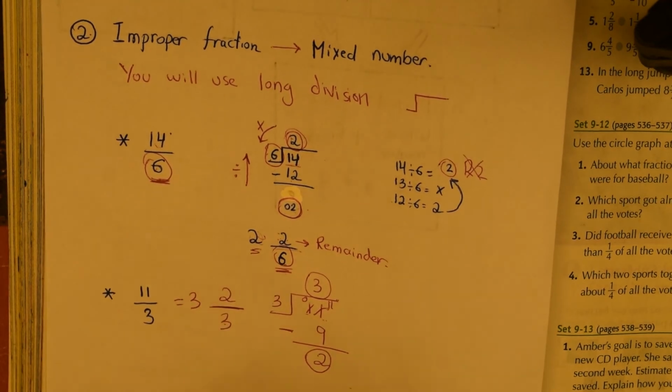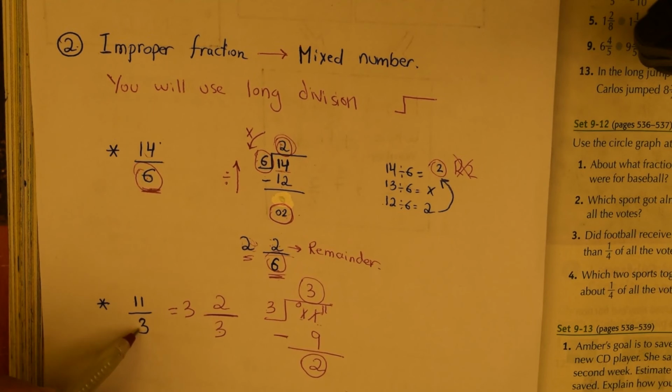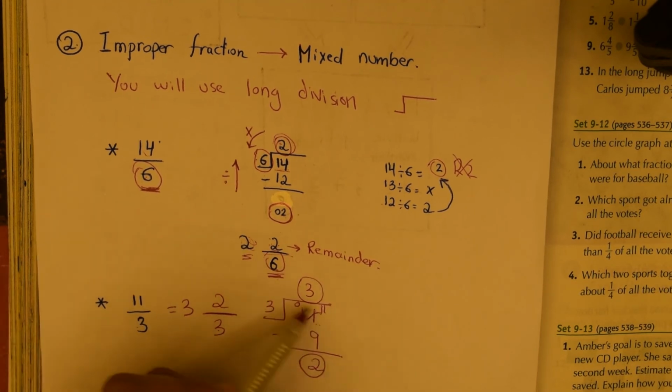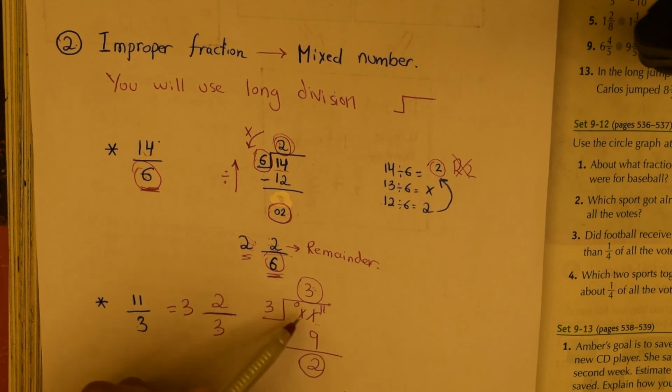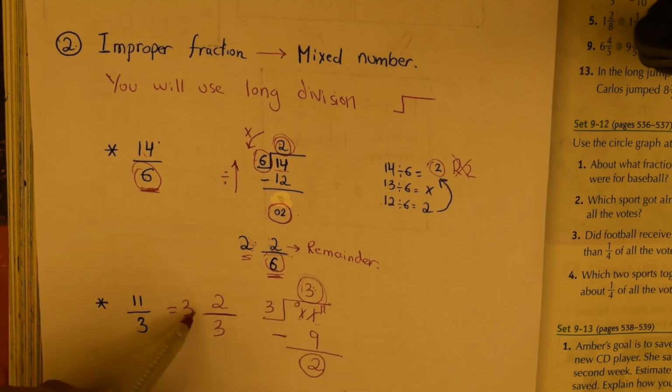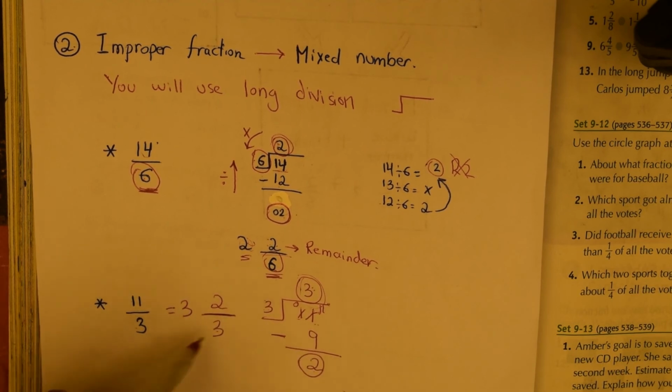Now for this example, I have 11 over 3. This is an improper fraction because the numerator is greater than the denominator. So I will use long division to find the mixed number. I will divide 11 by 3. 3 times 3 equals 9. 11 minus 9 equals 2. So how can I write the mixed number? I will write the answer, the whole, here. Then I will write the remainder over the same denominator here.